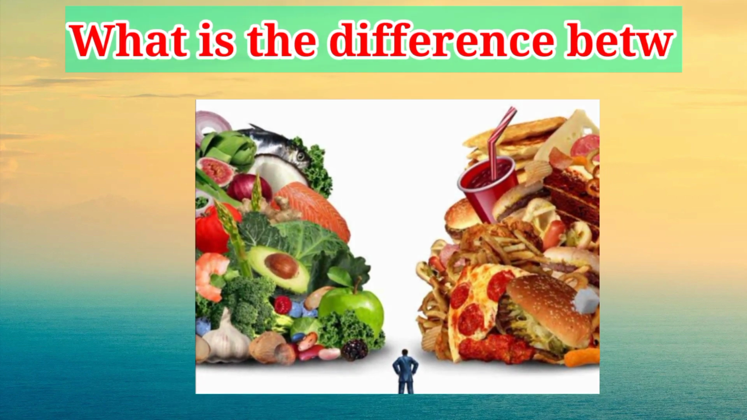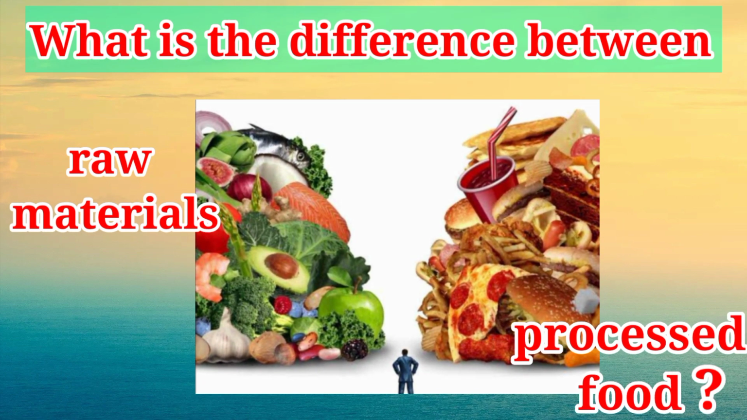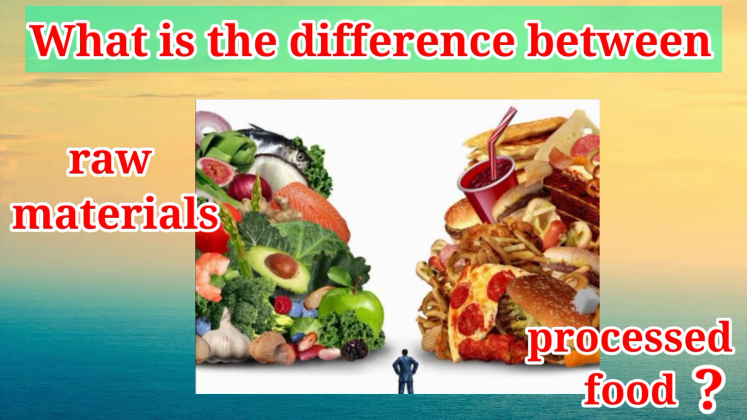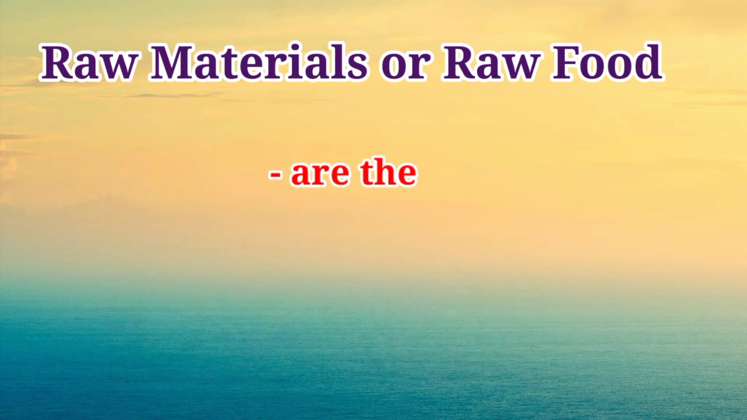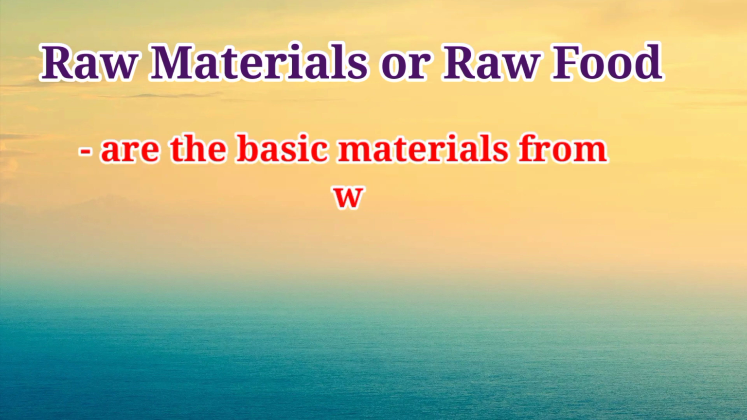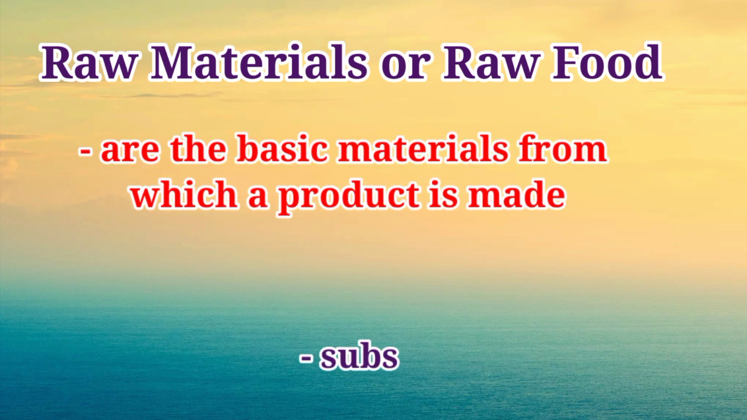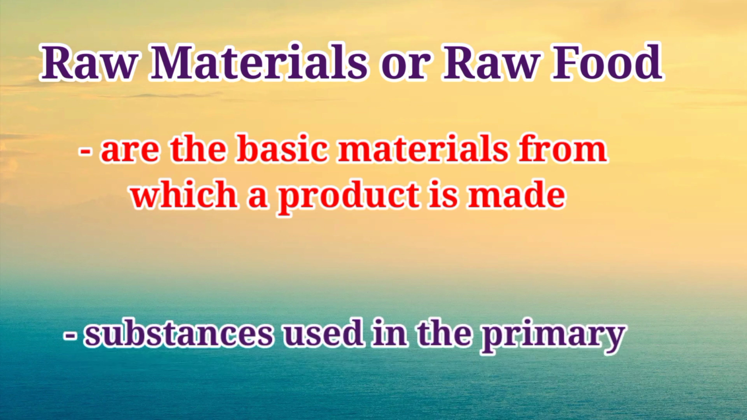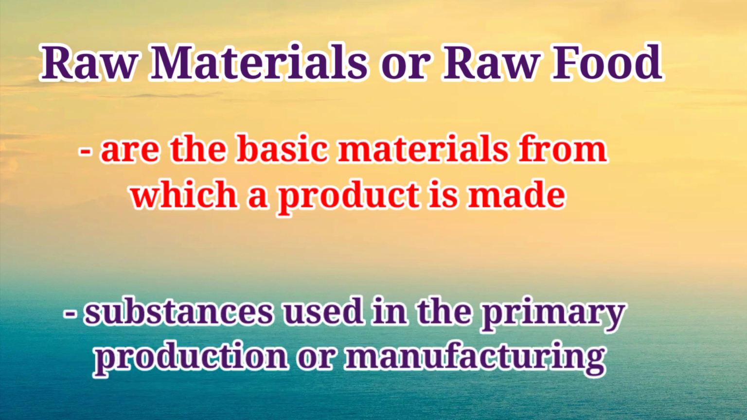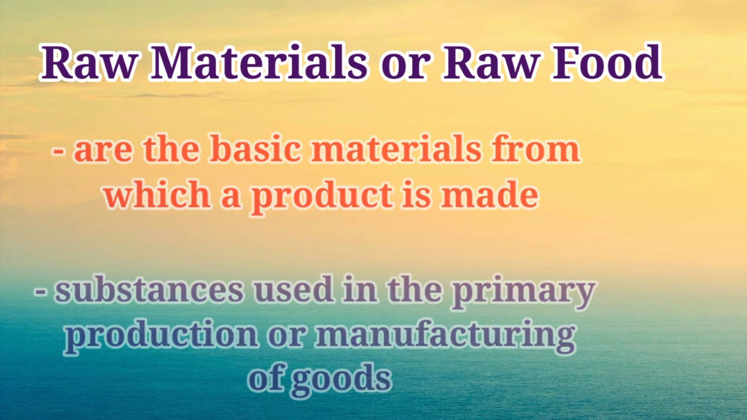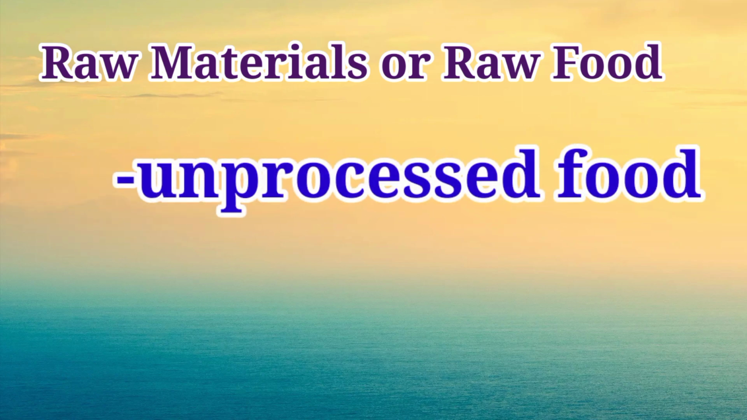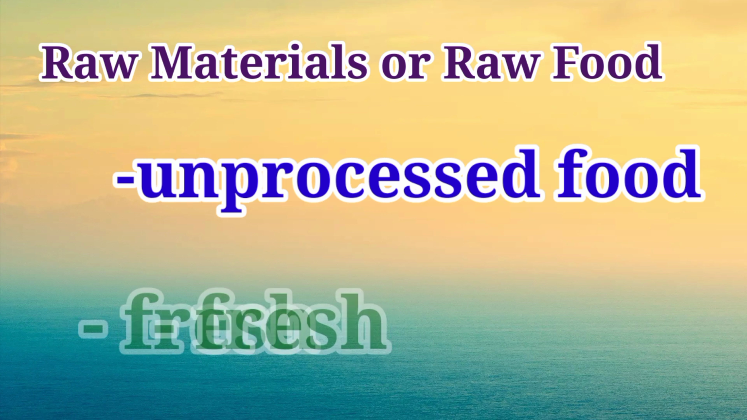What is the difference between raw materials and processed food? Raw materials or raw food are the basic materials from which a product is made. These are also substances used in the primary production and manufacturing of goods. We can also say that raw materials or raw food are the unprocessed food. For short, these are food that are fresh.